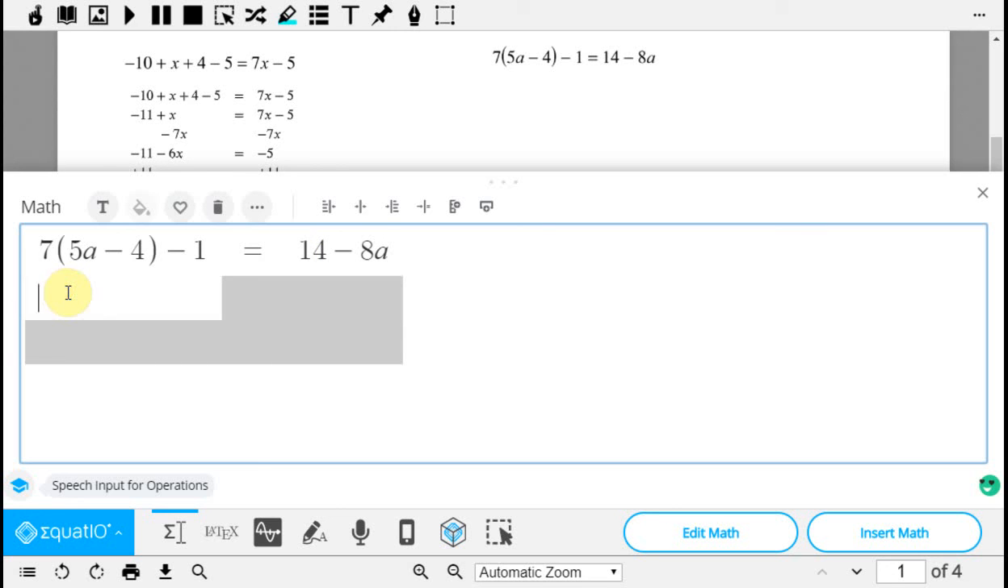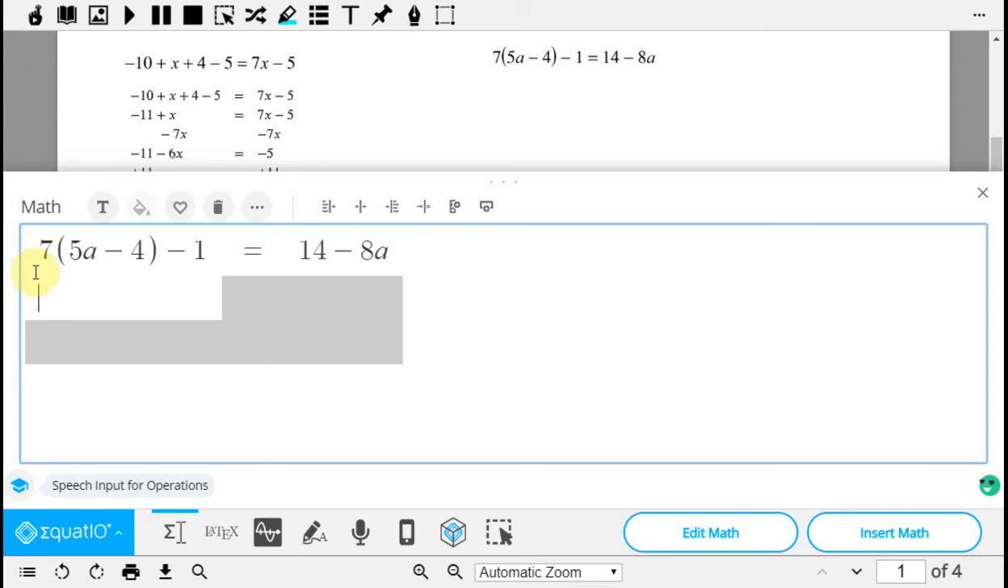So the first step is to simplify both sides. This side here is already simplified. These terms are not like terms. That's a constant term, this is a variable term. On this side, however, we have brackets and a number out in front, so that's distribution.